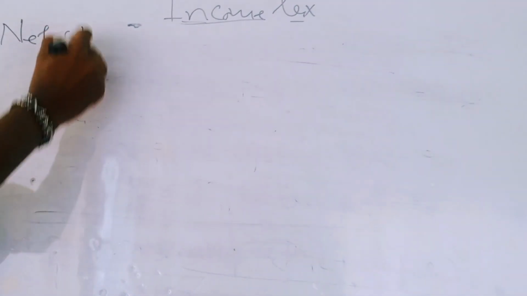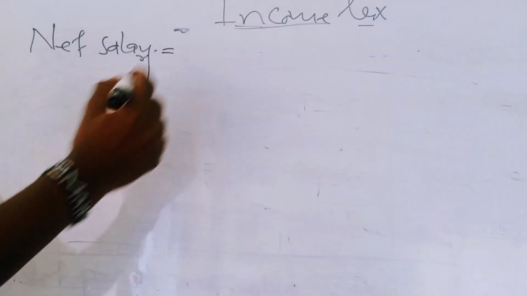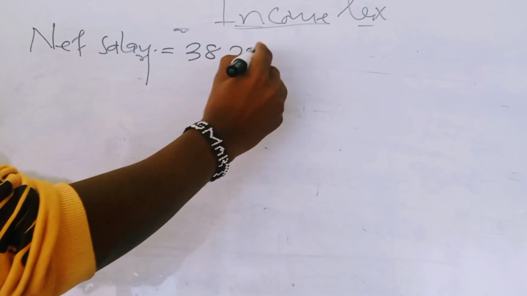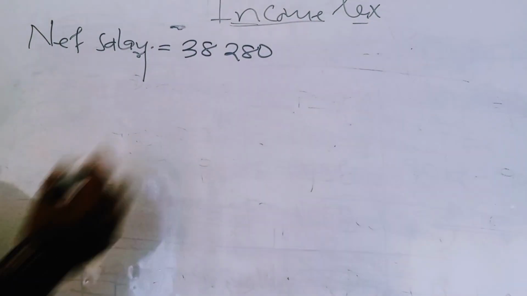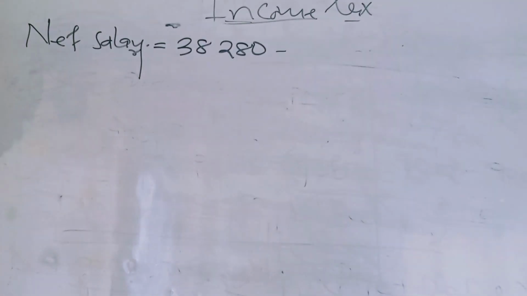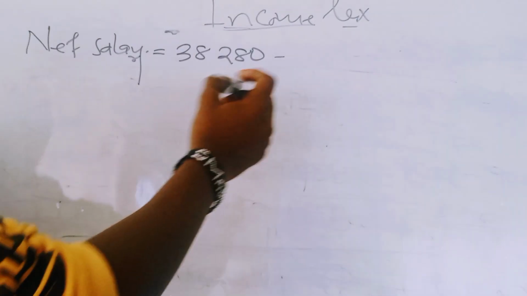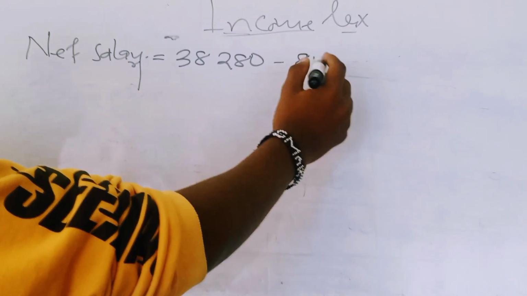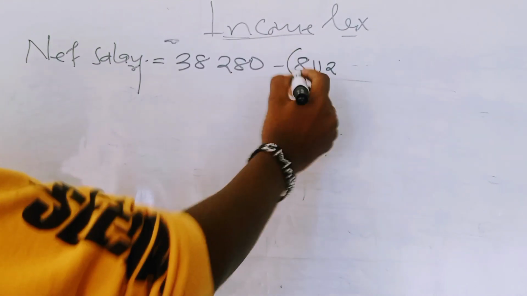Now, let's consider getting what James receives in his account as the net salary. So we're going to consider the formula that I've just given. We realized that James, in a year, earns 38,280 pounds. So in this case, net salary is equal to basic salary minus. We also found out that the amount of PAYE this person has to pay per annum is 8,112 pounds.